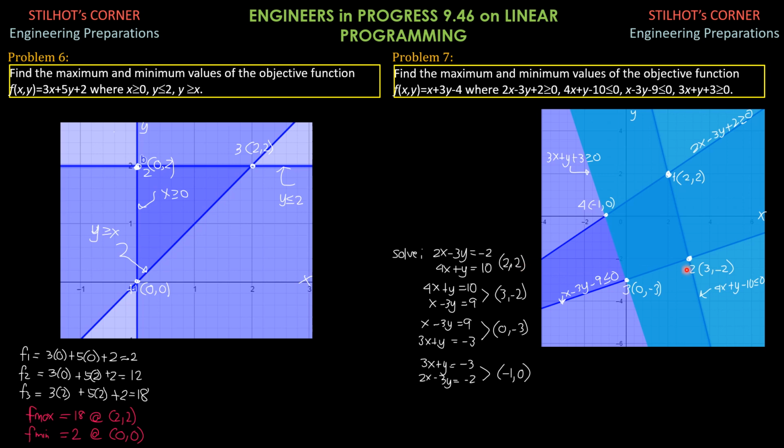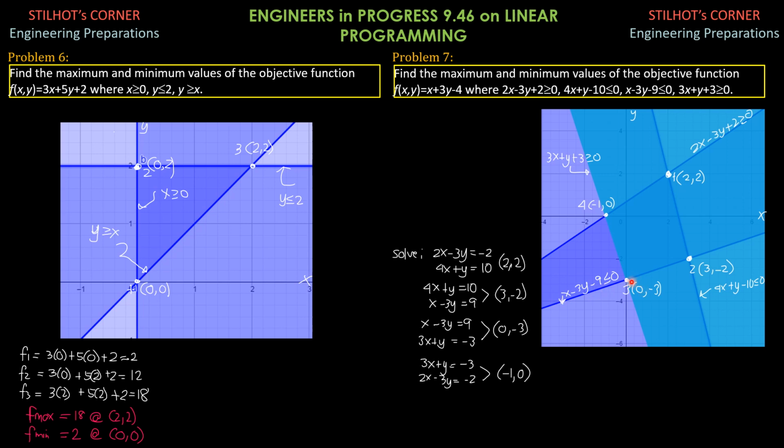Next, for point 2, this is the intersection between 4x plus y equals 10 and x minus 3y equals 9. So solving these two equations simultaneously, we get 3, comma, negative 2, this point here. Sorry, it is the intersection between 4x plus y equals 10 and this line here, x minus 3y equals 9.